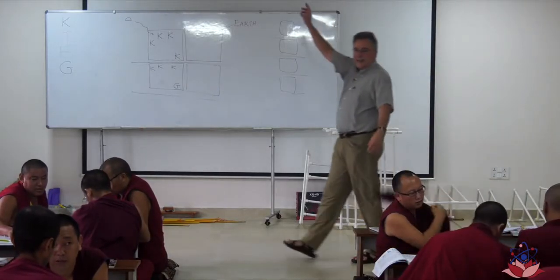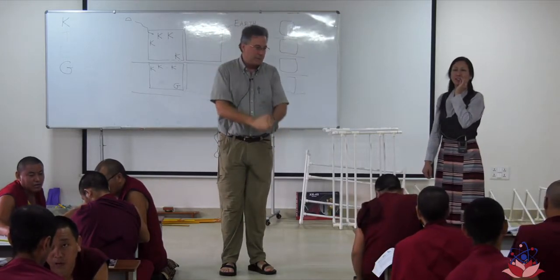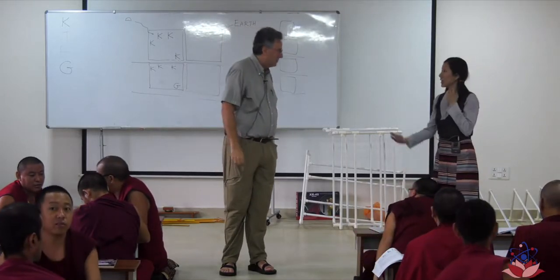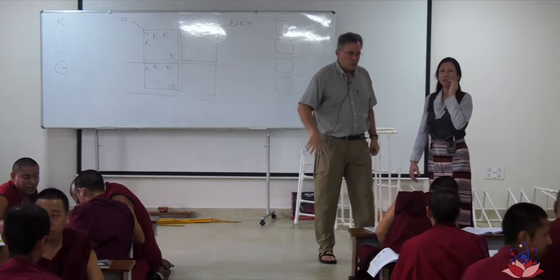Okay, we would like 4 monks to come up. Who likes to come up, you said. 4 monks to come up to volunteer to help us out.